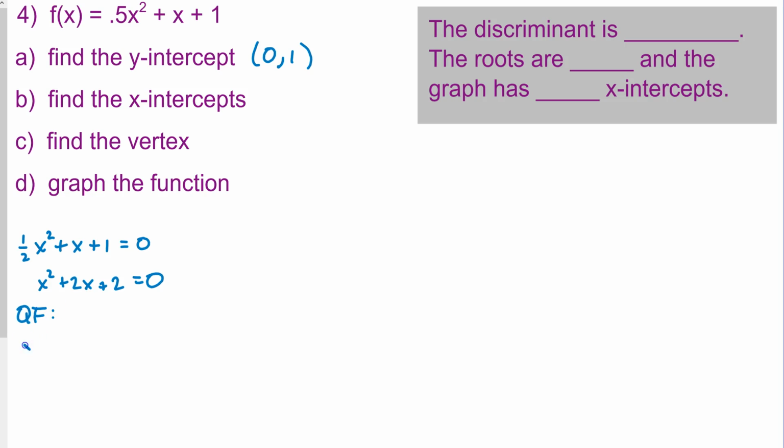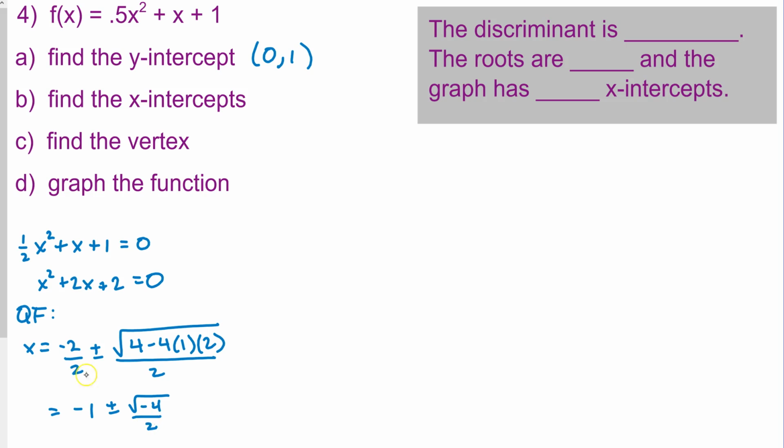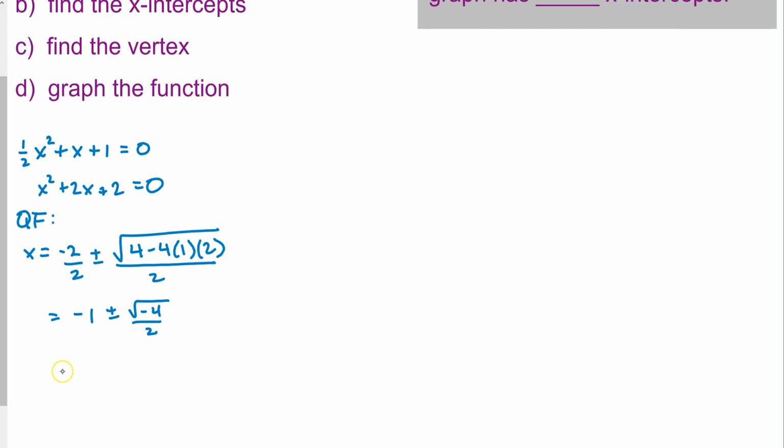So now we have x equals the opposite of b over 2a plus or minus the square root of b squared minus 4ac over 2a. So we get -1 plus or minus the square root of -4 over 2. And the square root of -4 is going to be 2i, so -1 plus or minus 2i over 2, and that's going to be -1 plus or minus i. So those are the values of x.